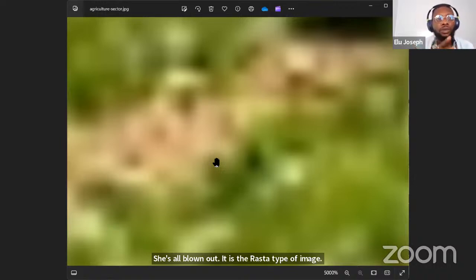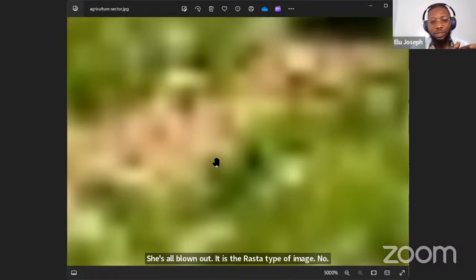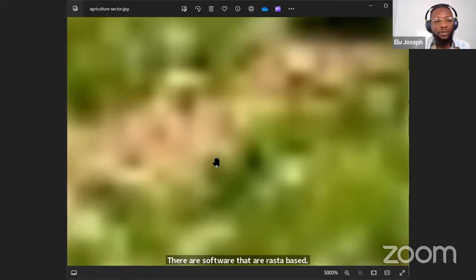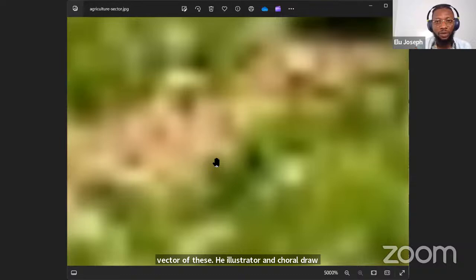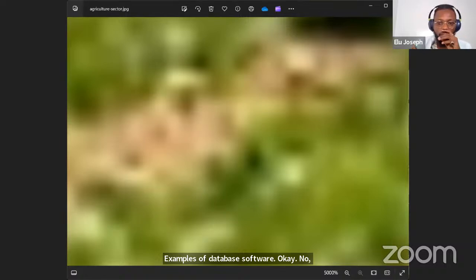Now, there are softwares that are raster based. Photoshop is one of that. And there are softwares that are vector based. Illustrator and CorelDRAW are examples of vector based softwares. Okay. Now back to our slide.